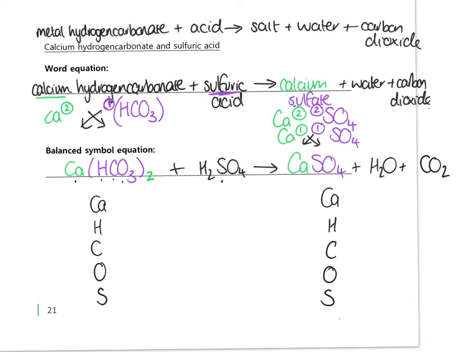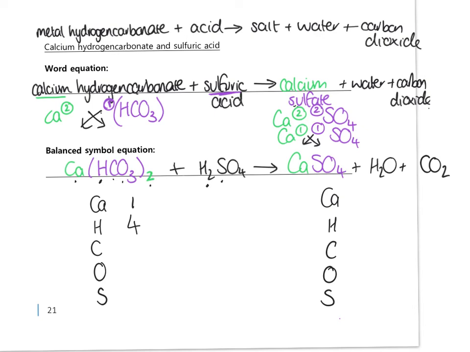Let's count up the elements now. On the left I have just 1 calcium because that little green 2 only applies to what's inside the brackets, not the calcium as well. That little 2 multiplies everything in the bracket by 2. So you can see I've got 1 hydrogen in the bracket times by 2. So that's 2 hydrogens within calcium hydrogen carbonate. Then I've got 2 in sulfuric acid as well. So that's a total of 4 hydrogens.